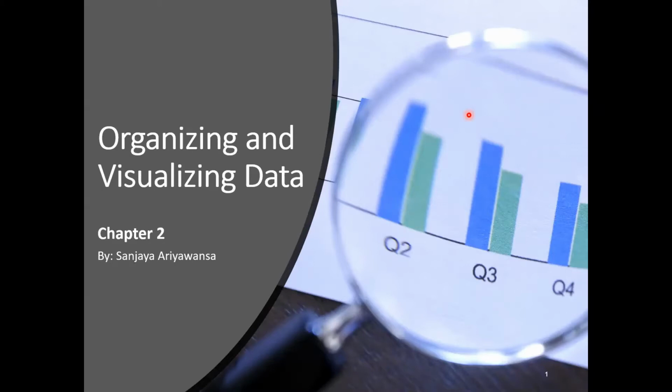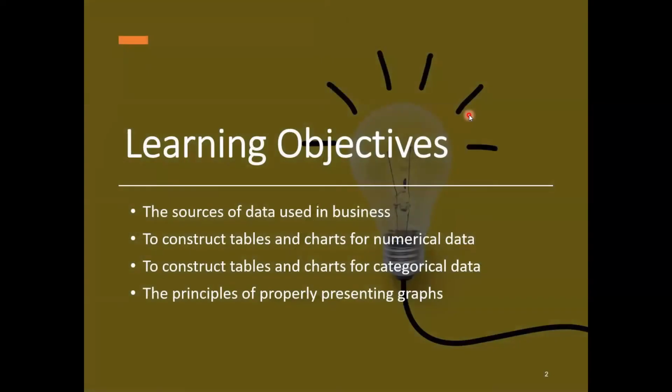Today we will be looking at organizing and visualizing data, which is chapter 2. So let's move on. Today's learning objectives: we will be looking at the sources of data used in business. Then we will look at constructing tables and charts for numerical data, constructing tables and charts for categorical data, and the principles of properly presenting graphs. These will be the learning objectives for chapter 2.